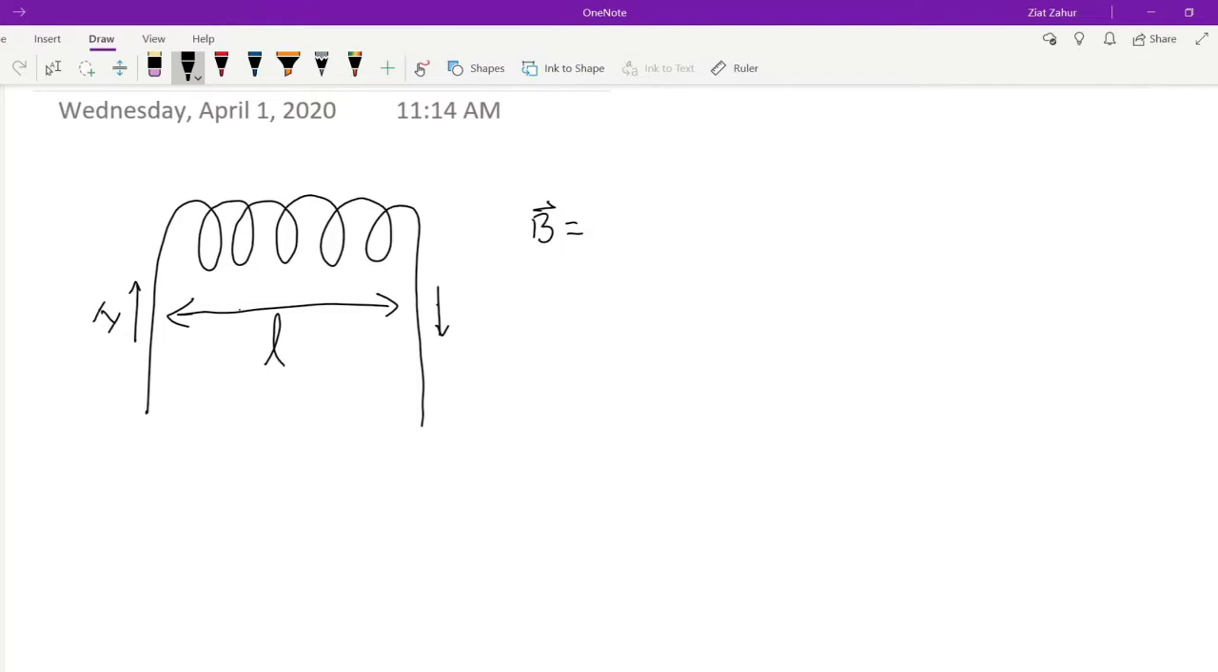Mu naught N I over L. Good morning. So let's write it in this format. It would be mu naught, permeability of free space, times the number of loops, N, times I, divided by the total length. In this case, it's curly L.